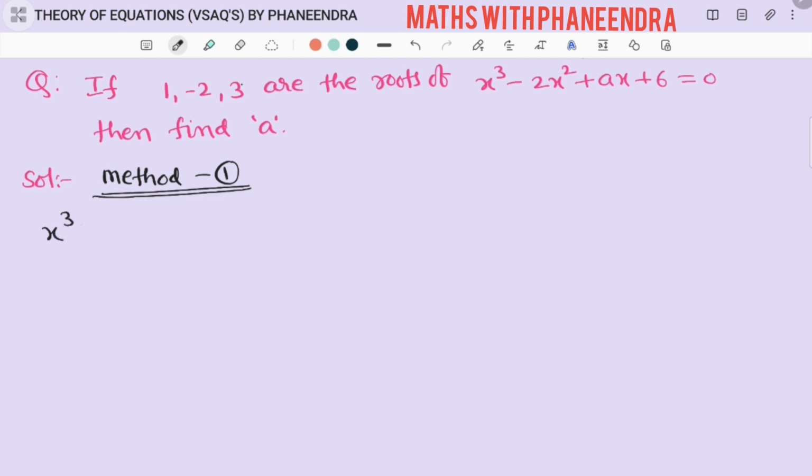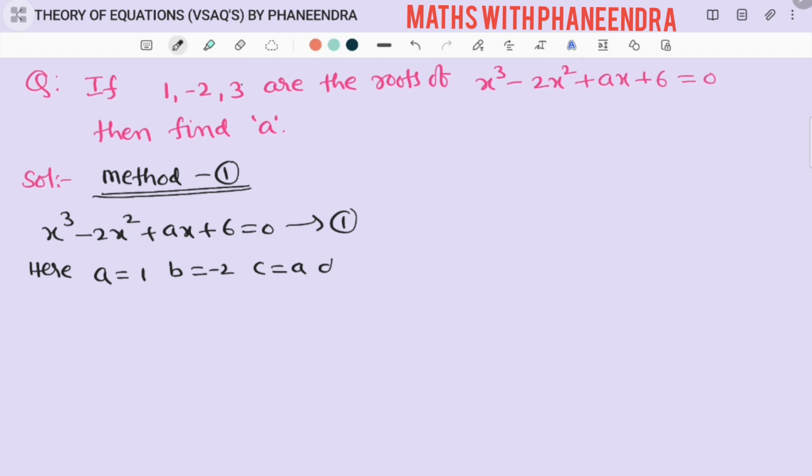Given polynomial is x cube minus 2x square plus ax plus 6 equal to 0. Give that equation number 1. And here you mention that a is equal to 1, b is equal to minus 2, c is equal to a and d is equal to 6. So roots are given. Here unknown value is a. Sum of the roots, if you calculate, already roots are there.